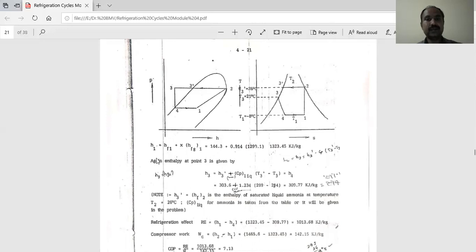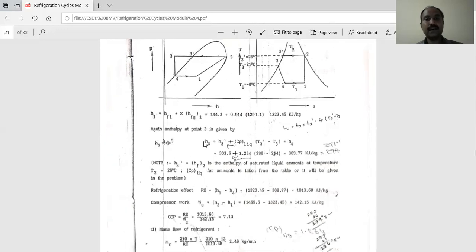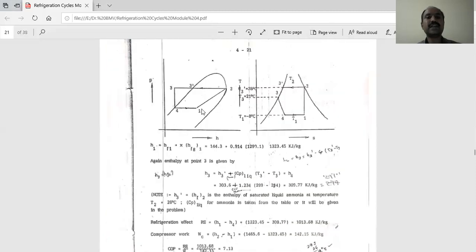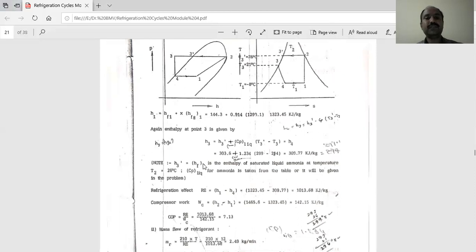Then you can calculate the enthalpy at point 3. H4 is also equal to H3 dash minus Cp into T3 dash minus T3. T3 dash is a saturated liquid, so you can take the value of HF2. You can take down that value and substitute it here. You can get the value of H3. H3 becomes 309.77 kilojoules per kg.